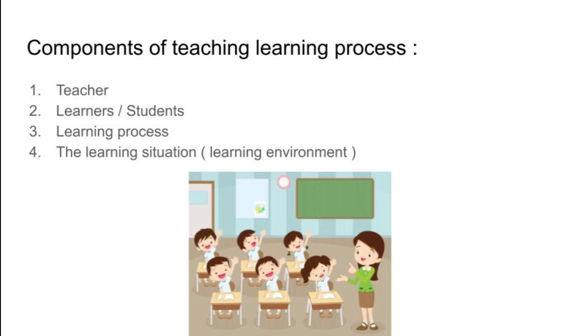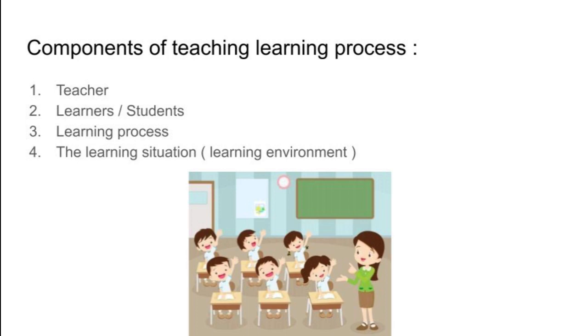Here we can say that there are four important components of the teaching learning process. Without teacher, teaching is not possible. So, first important component is teacher. And without learners, also learning is not possible. So, second one is learners. Teacher is teaching and learners are learning.